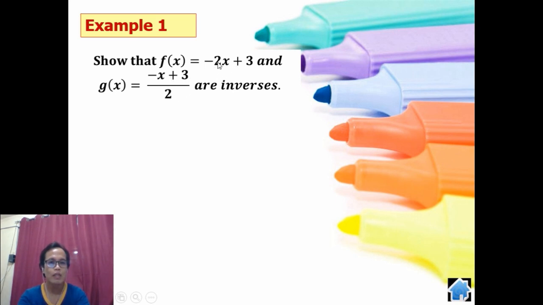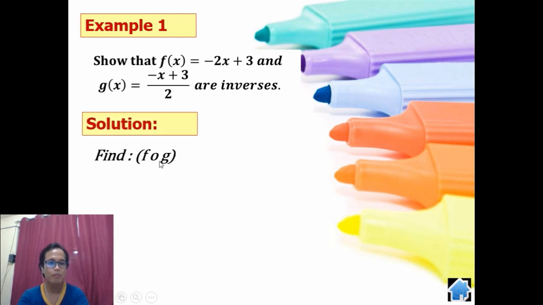So, to validate that these two functions are inverses, ato ni pangitaon ang ilang mga composition. So, arita sa solution. So, first, we will find the composition of the function f and g. How to find the composition of the functions f and g? So, arita sa unang function. Ang atong first function is f. So, what we need to do is to write first the first function, which is negative 2x plus 3. So, mao ni atong first function.